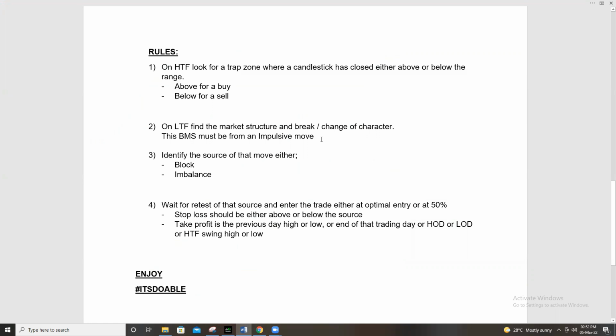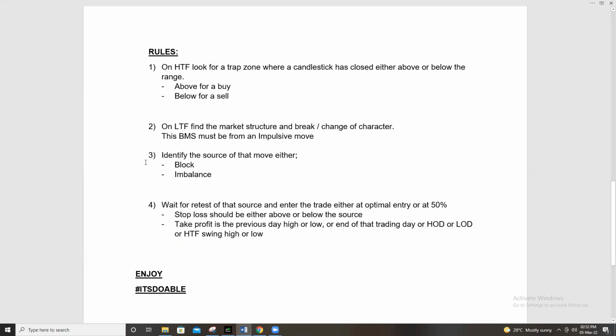Meaning, if the break of market structure happens from a reactive move, rule number 2 has been violated. And if a rule is violated, then that trade is not valid. Unless you just want to lose money, that trade is not valid. At least be teachable. Be teachable, meaning keep the rules.